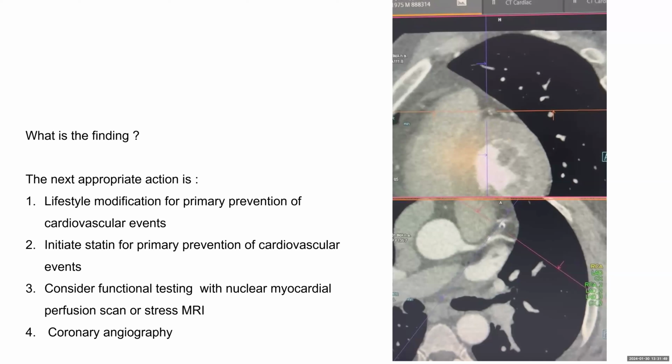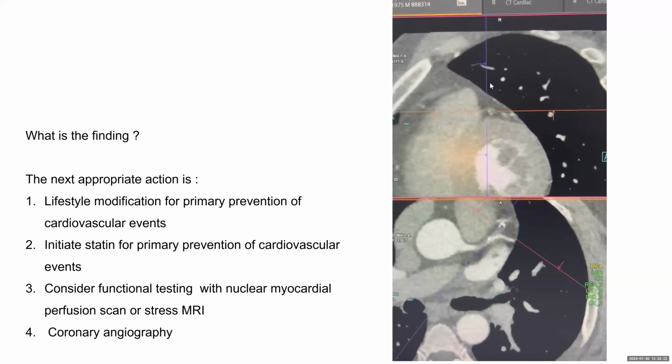definition of CTA. And so given the history and the imaging findings, the next appropriate action in this patient is number 4, coronary angiography. I agree with that.